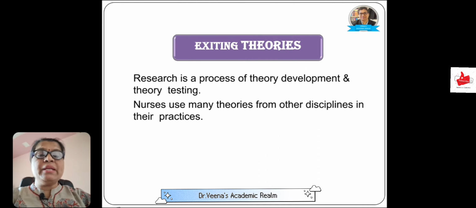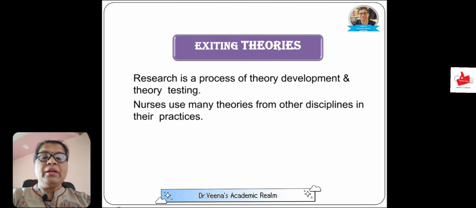So previous experiences. Then existing theories. As we know, as nursing students, we learn many nursing theories. The theorists have given different theories, and then we apply those nursing theories to the nursing process also. And you can pick up any area of those nursing theories which will be helpful for us to identify the problem statement. So existing theories.